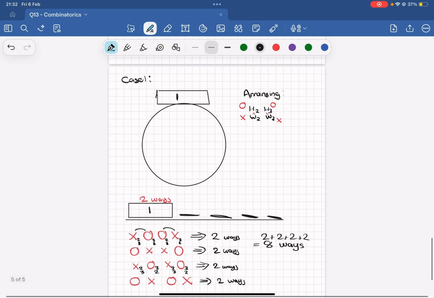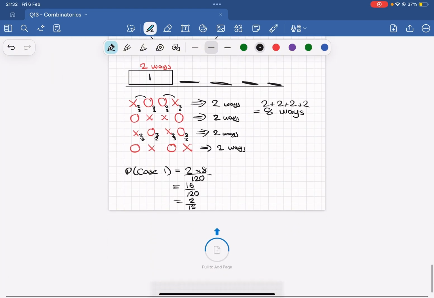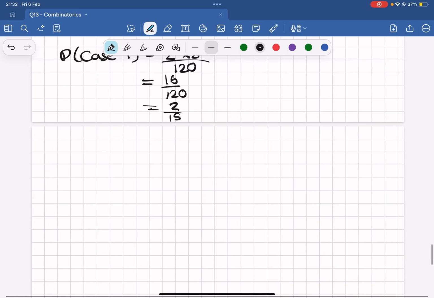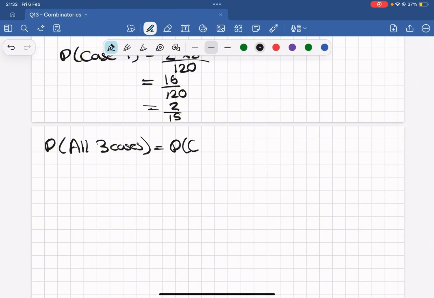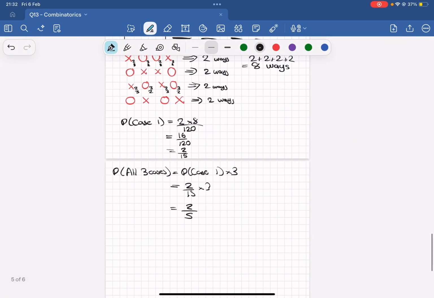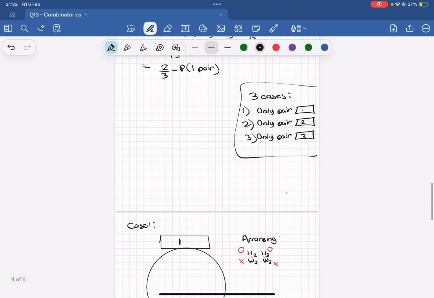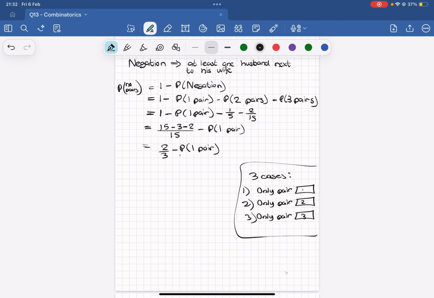Right. And like we said, there were 3 big cases when it came to part 3. So the probability of all 3 cases is simply the probability of case 1 multiplied by 3, since all the cases bear the same result. So that is 2 over 15 times 3, which is 2 over 5. Nice. So we've found the probability that only one pair or couple are next to each other.